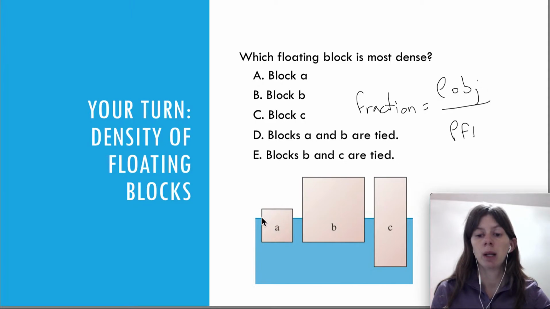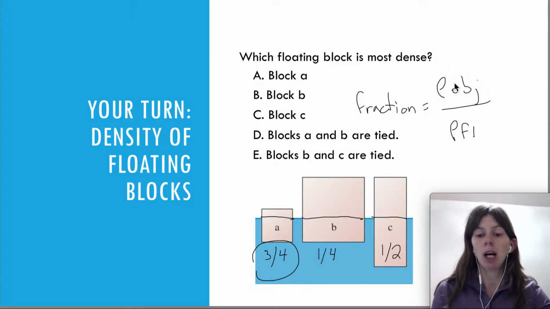In this first one, it looks like it's about 3/4 of the way submerged. That's the fraction that's in the water. For block B here, it looks like it's about 1/4 submerged. Block C looks about halfway submerged. So whichever has the greatest density of the object is going to have the greatest fraction, because the density of the liquid doesn't change. Can you see that block A, because it has the most submerged, is going to have the biggest density of the object?